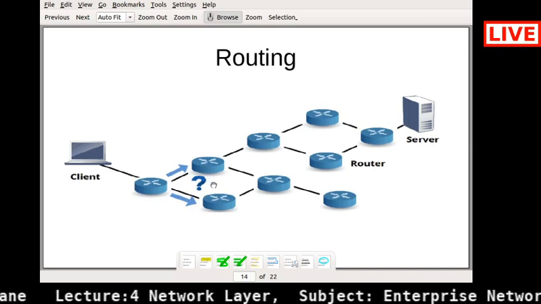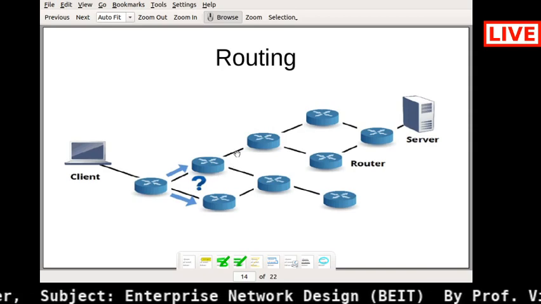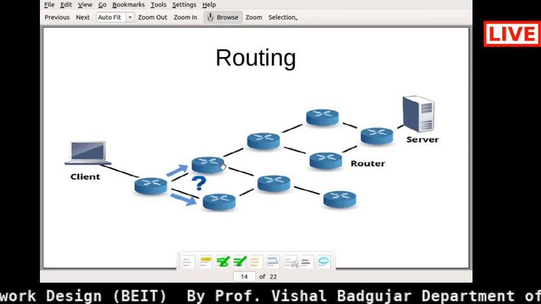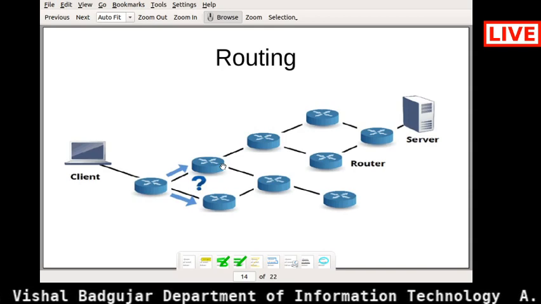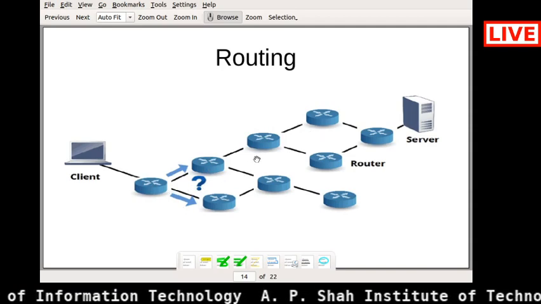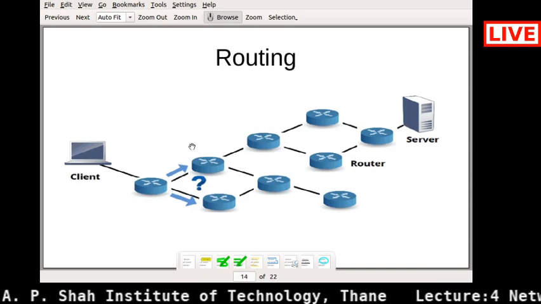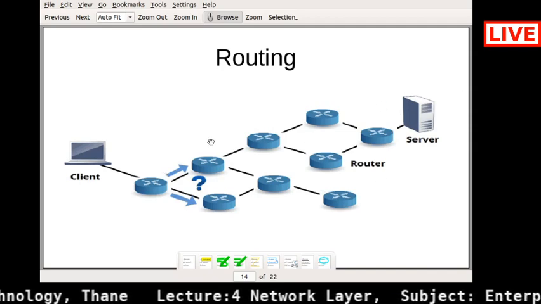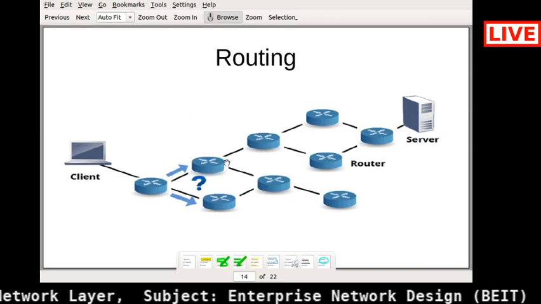Because in fault tolerance, there must be multiple paths available. If one path is down or breaks, or if some problem happens, then the packet must be transferred through another path, right? There may not be multiple paths here, but still, for understanding the concept of routing, we will see how a packet can be transferred from one network to another with the help of routers, which is nothing but routing.